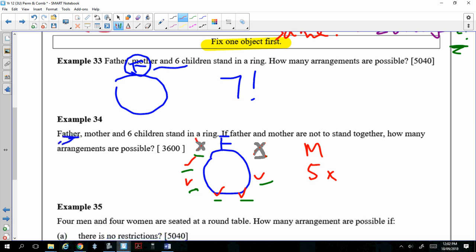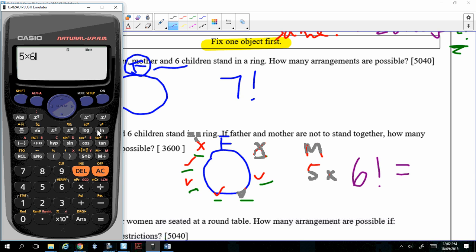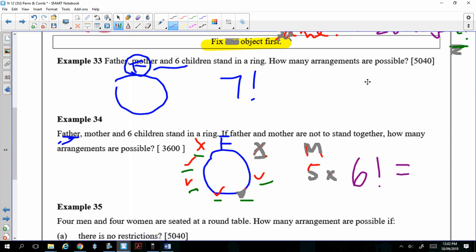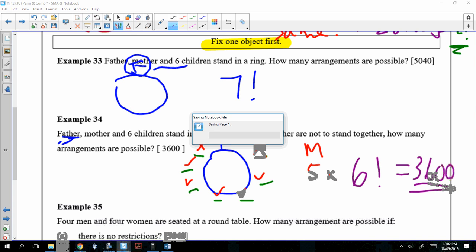Okay? And the children, after the mother sat down, the children can go to any of the, how many spaces left? So you've got 1, 2, 3, 4, 5, 6, 7 spaces, but 1 space was taken out, so there's only 6 spaces left. So you go 6 factorial, which is arranging the children. And you should get this answer. So we'll just double check that. 5 times 6 factorial, you will get 3,600. Okay, so fix a person when you arrange in a circle.